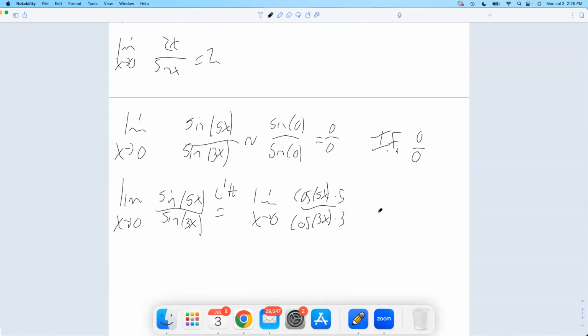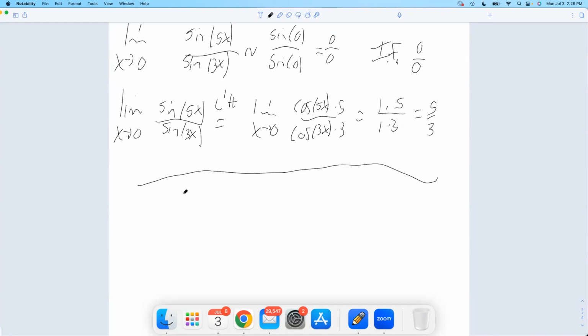Now let's try again. So you take the derivative of the top and the derivative of the bottom separately, and then try taking your limit again and see what happens. So on top, I'm going to get cosine of 0, that's 1, times 5. Cosine of 0, again 1, times 3, I get 5/3. I got a number as my answer. I'm done. That's the limit. So the limit of this fraction as x approaches 0 is 5/3.